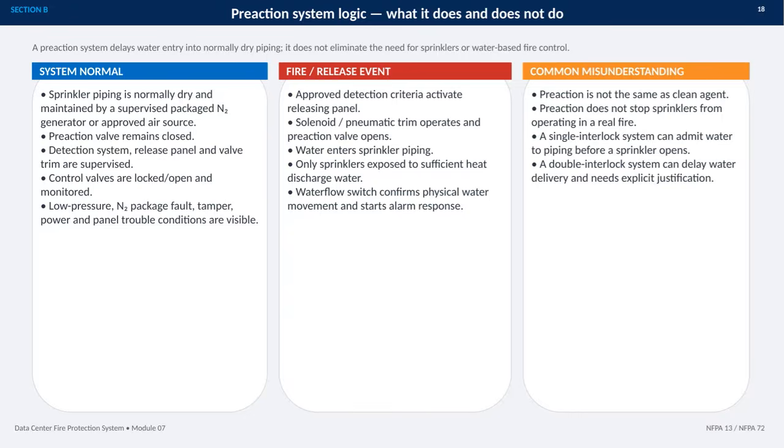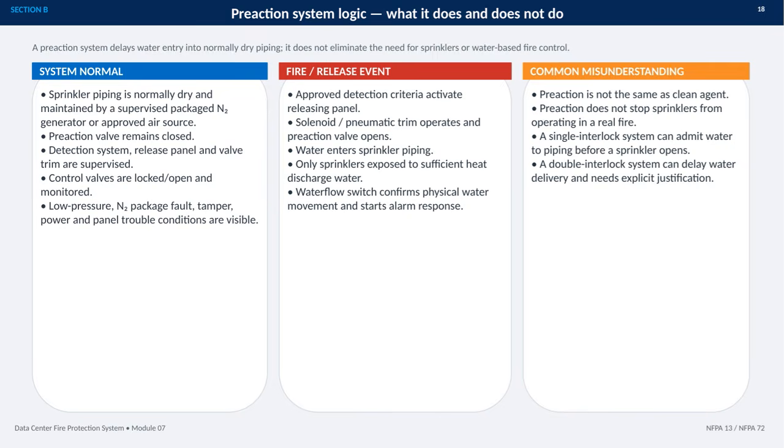This slide explains the operating logic of a preaction fire protection system, including what it does and what it does not do. The central point is that preaction delays water entry into normally dry sprinkler piping. It does not replace sprinklers or eliminate the need for water-based fire control. Under normal conditions, the piping is maintained with nitrogen or another approved air source, while the preaction valve remains closed. The detection system, release panel, valve trim, control valves, pressure, power, and other trouble conditions are supervised and monitored.